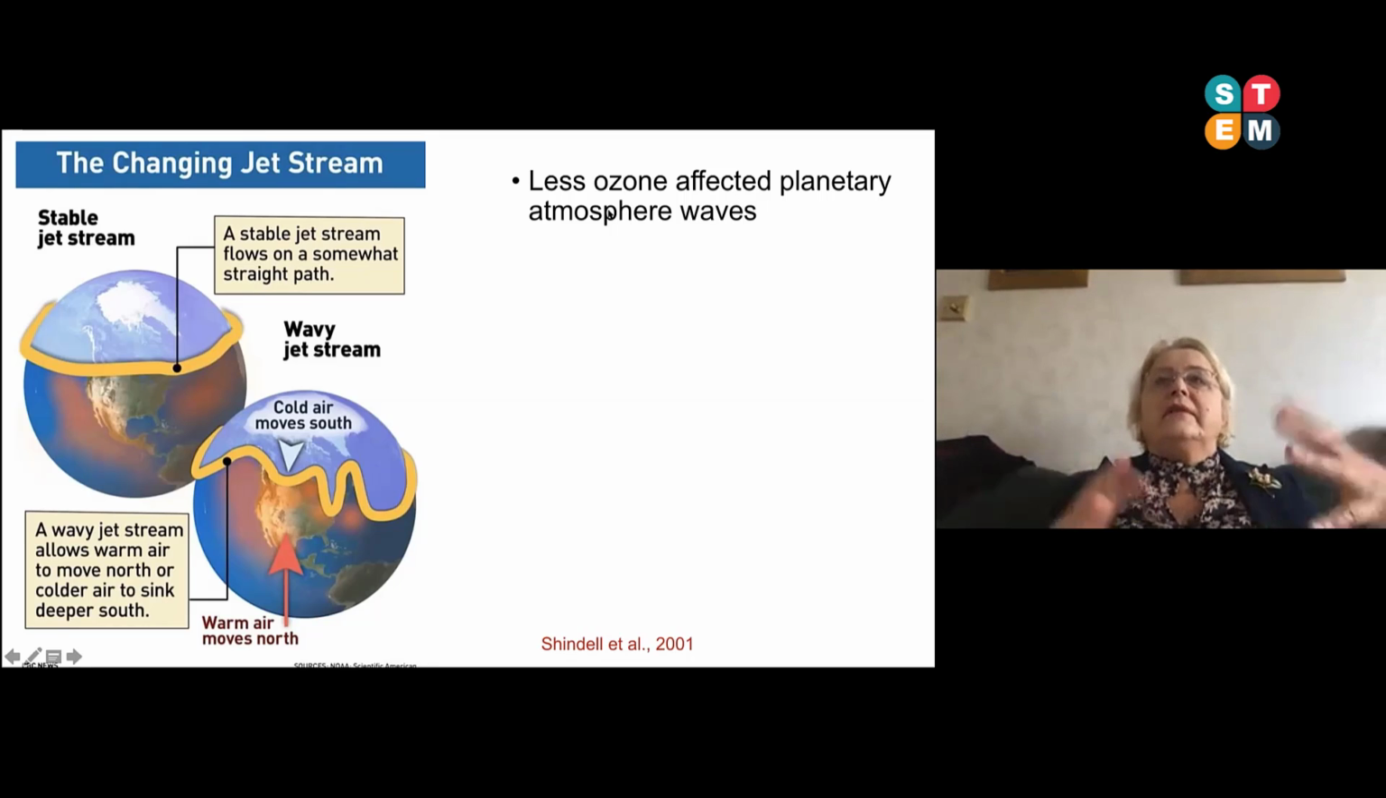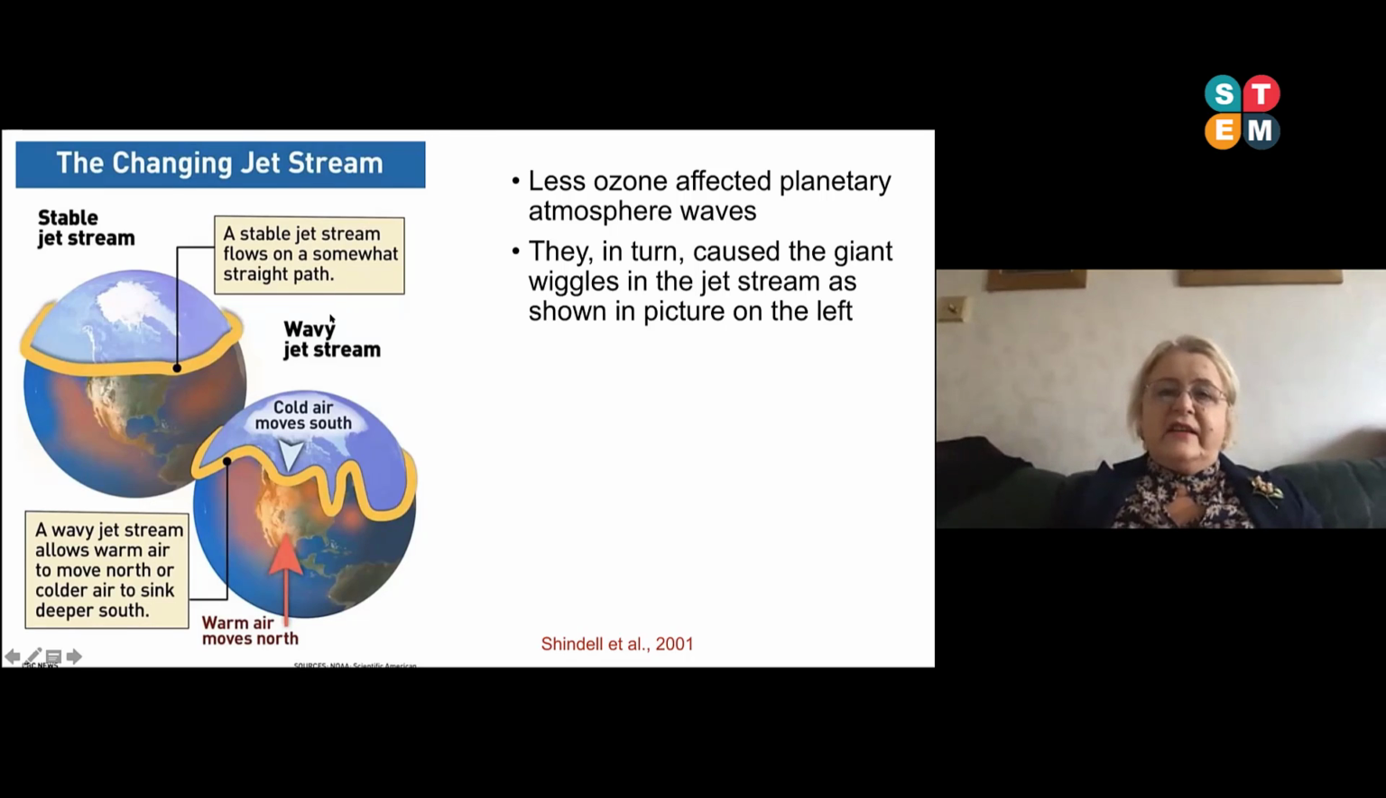So why would having less radiation affect it? It creates planetary waves, which cause giant wiggles in jet streams. All our temperature and radiation is actually defined by these huge jet streams shown on the left. So there is a stable jet stream on a somewhat straight path. And then when you have a reduction or change of the ozone layer, we have wavier jet streams.